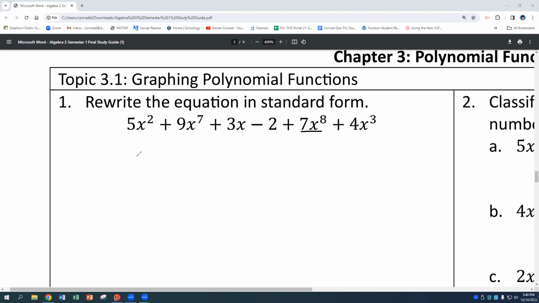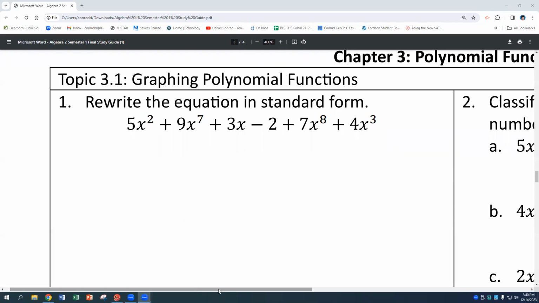So the highest exponent is going to be 7x to the 8th, plus the next highest is 9x to the 7th, plus 4x to the 3rd, plus 5x squared, plus 3x, and then minus 2. That would be standard form. You're going from largest exponent descending to smallest.